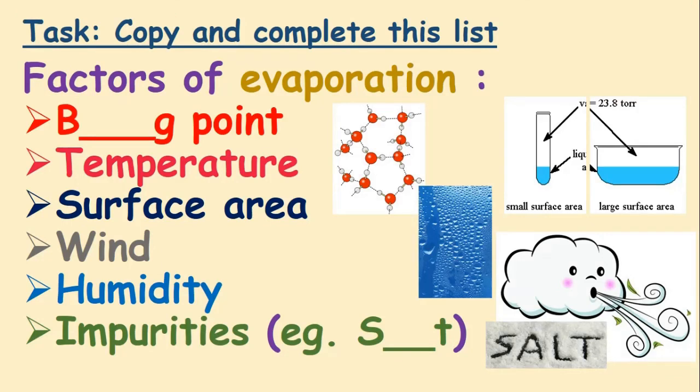Your last task of this lesson is to copy and complete this list of the factors of evaporation. Pause the video to give yourself enough time to complete and copy this list. We will now go through the answers. The factors of evaporation are boiling point, temperature, surface area, wind, humidity, and impurities, for example, salt.